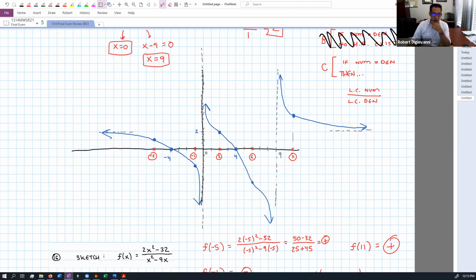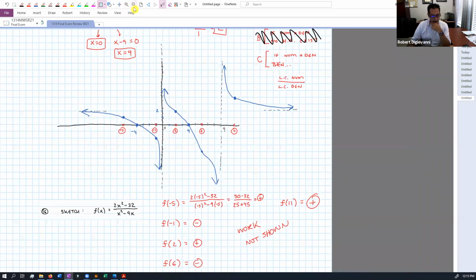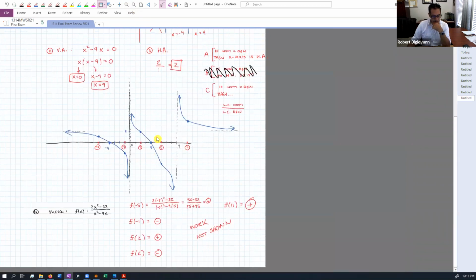Let me leave that up for a minute for people to copy down. I'll zoom out just a tad so you can see it if you need it there.